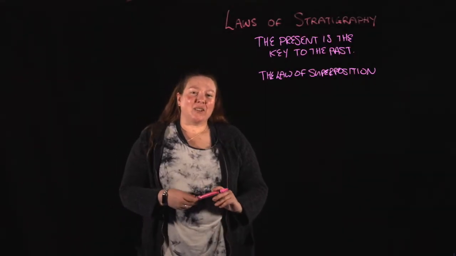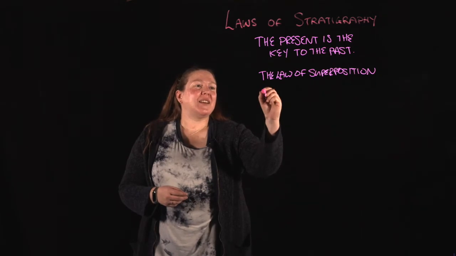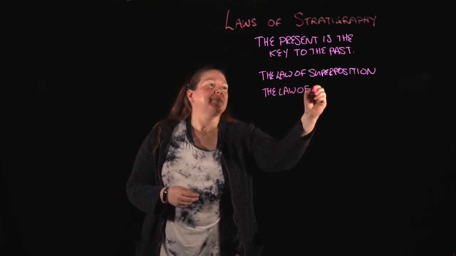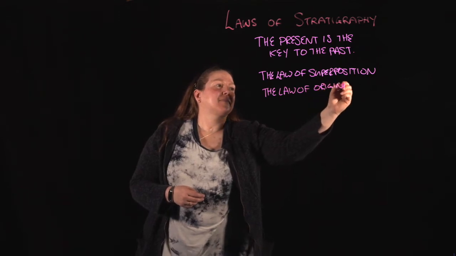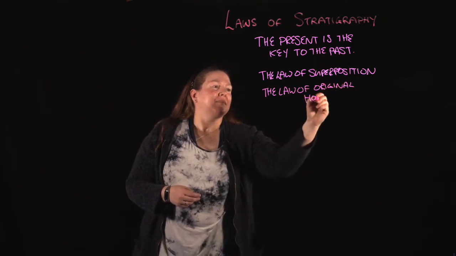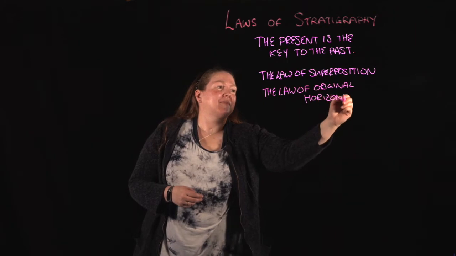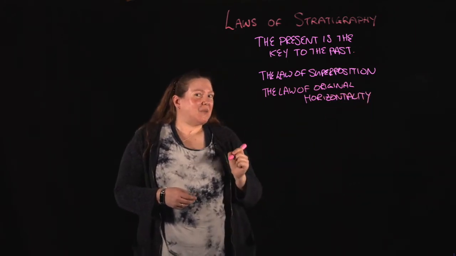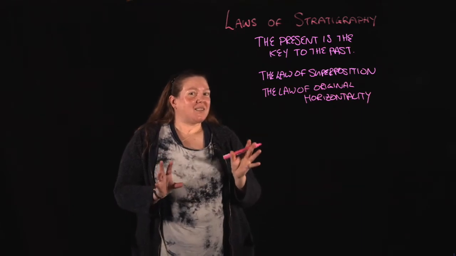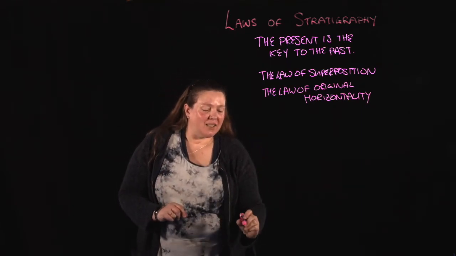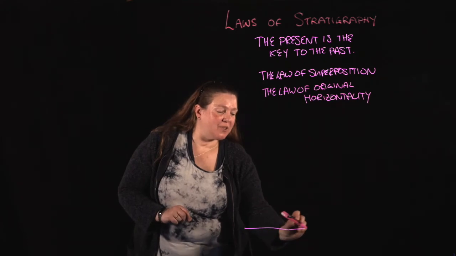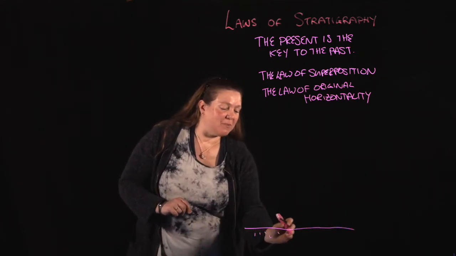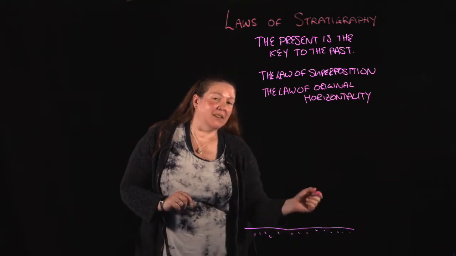The second of Steno's three laws is known as the law of original horizontality. This law is basically just as the title states. It says that the original strata were deposited horizontally on the rock surface or the surface created by pre-existing strata.